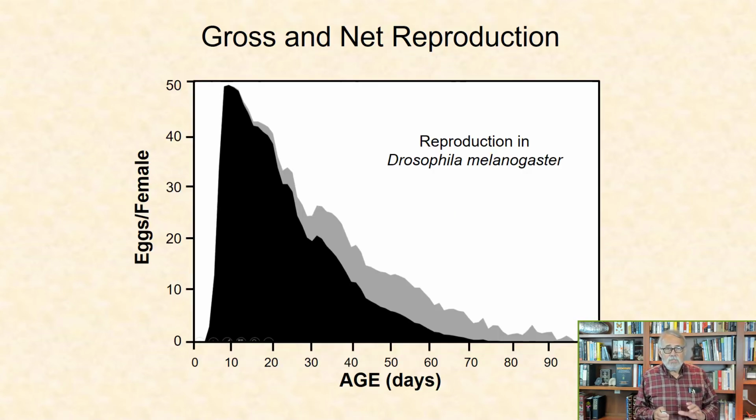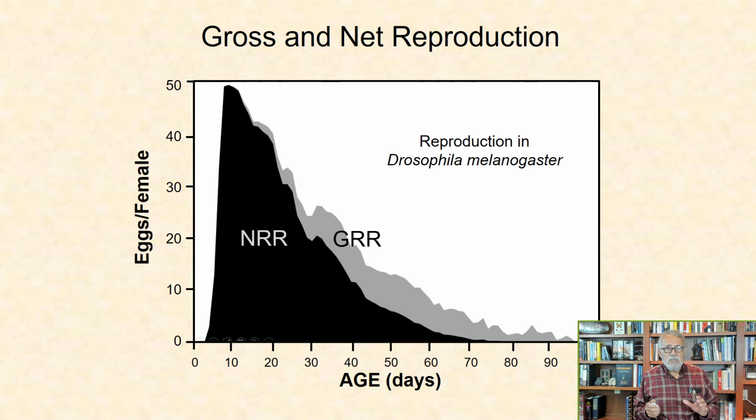Here we have gross and net reproduction for Drosophila, age 0 to 100 days on the x-axis, and eggs per female per day from 0 to 50 eggs on the y-axis. Gross reproductive rate is depicted in the gray area, and this schedule weighted by survival is given as the net reproductive rate shaded in black.